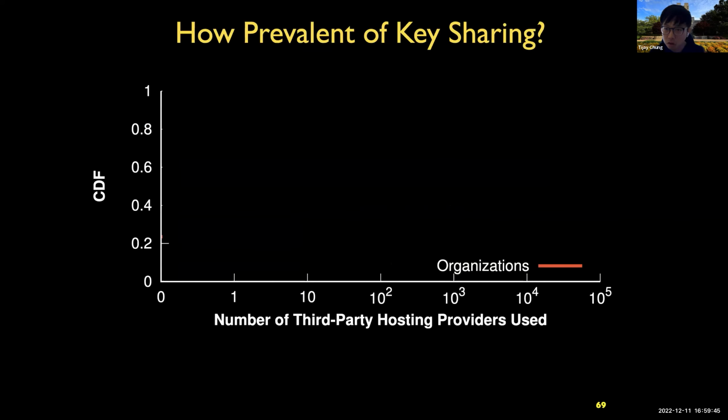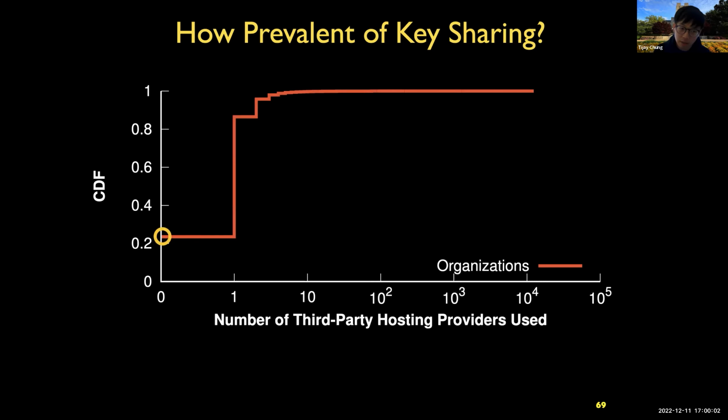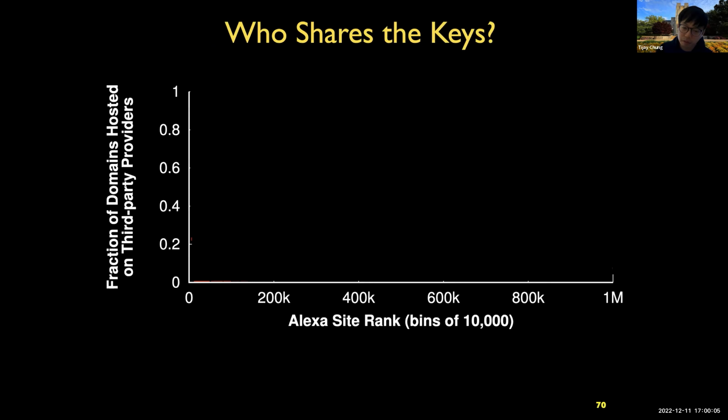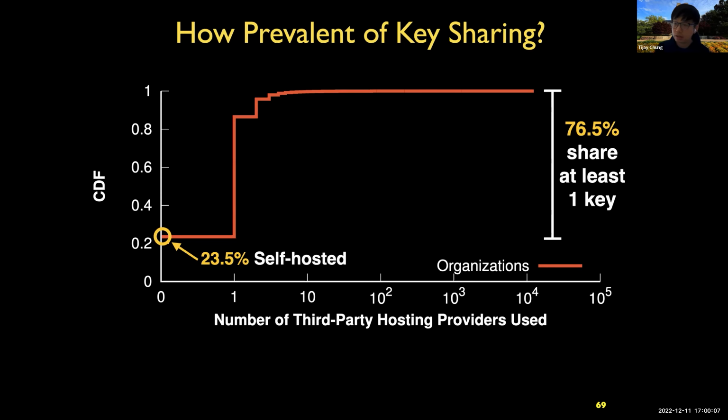So after collecting all the certificates, we started to analyze, right? The first key question is, how prevalent is key sharing? The x-axis is the number of third-party hosting providers used, and the y-axis is the cumulative distribution function. As you can tell, only 23% of the websites or certificates are not shared with anyone else, but the other 76% share at least a single key with others, which means it is really prevalent.